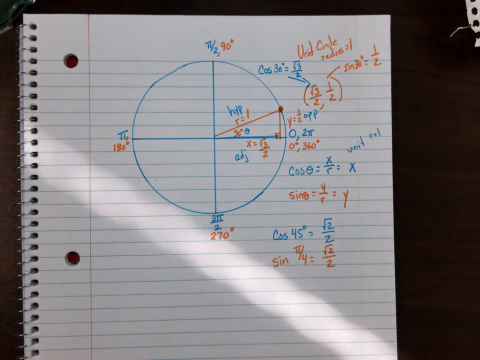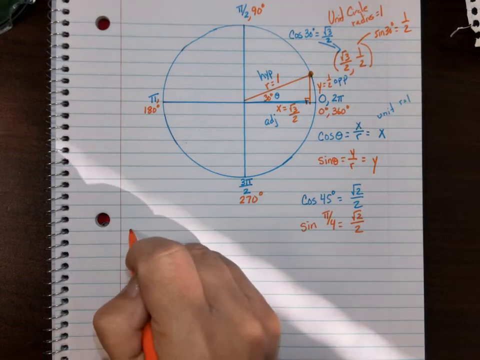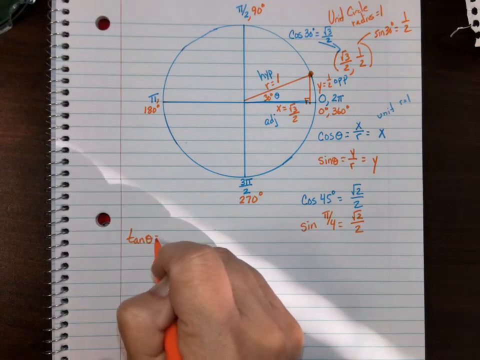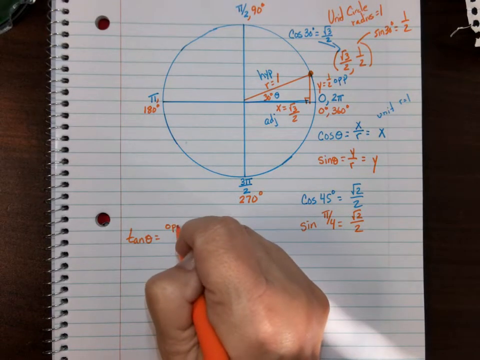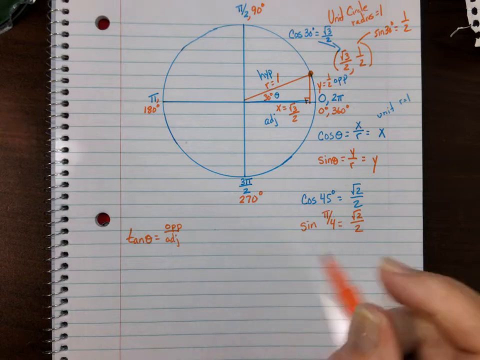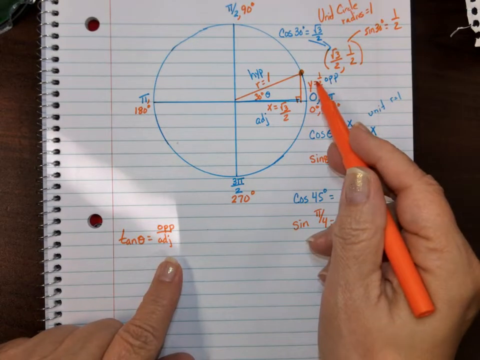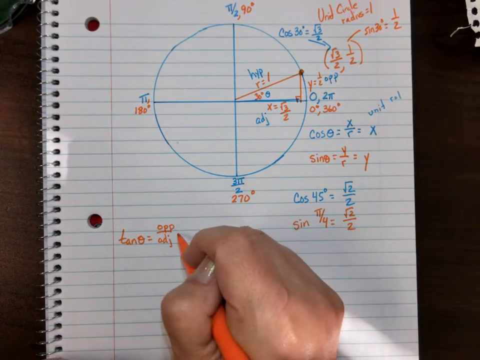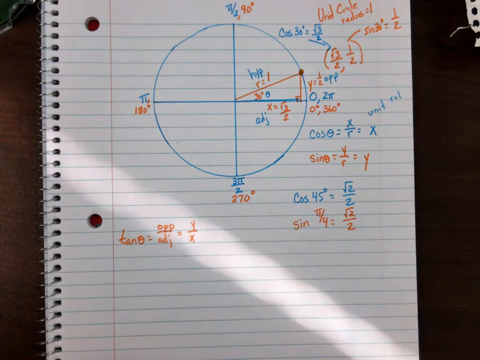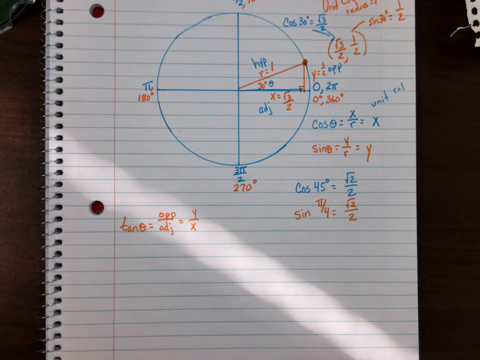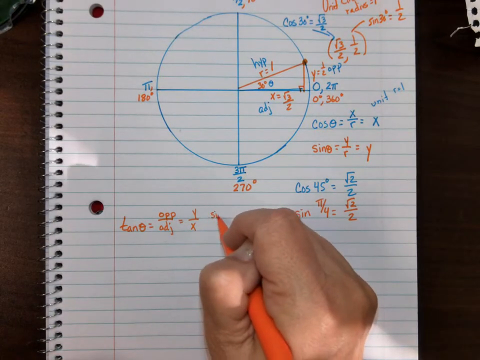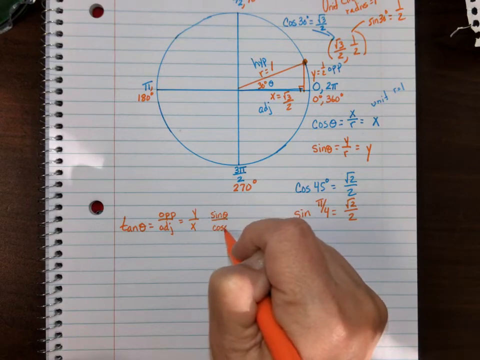Oh, but a little bit of a wrinkle. What about tangent? All right, so let's talk about the tangent of theta. SOHCAHTOA: tangent is opposite over adjacent. Looking at it here, the opposite is y, the adjacent is x. It would be y over x. Which is the same thing, and we showed this the other day, that tangent is sine theta over cosine theta.